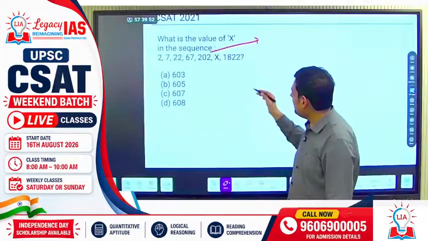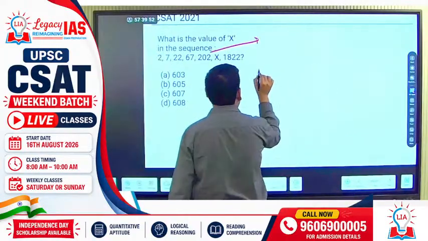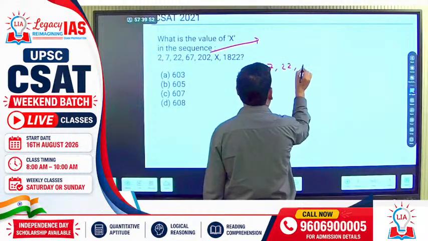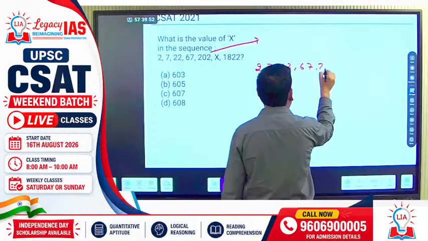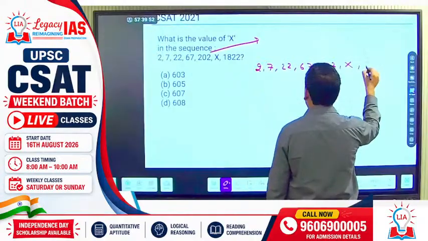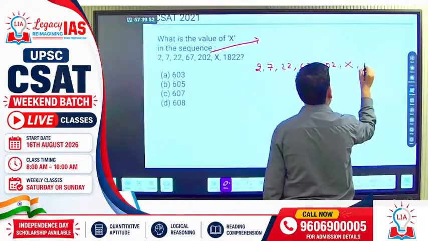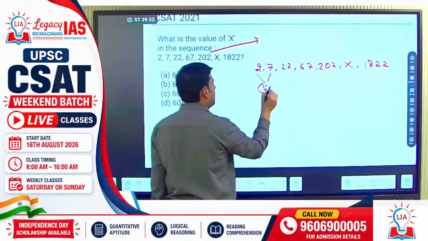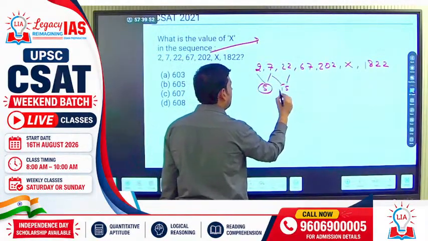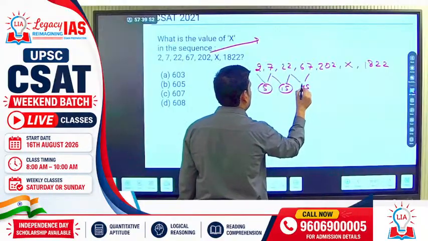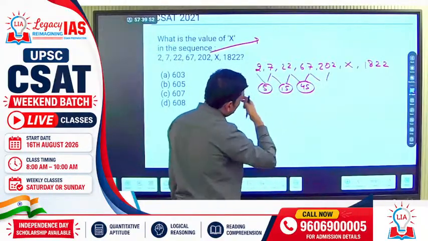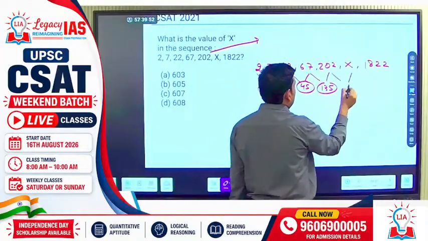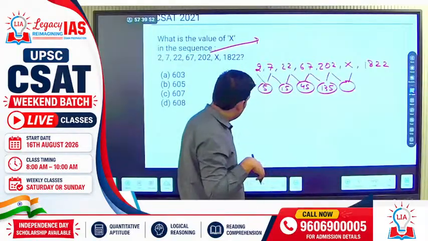Increasing, changing drastically. Let's try for multiplication. Now, the difference is 5 here, then 15, 45, 135. Next, I don't know.